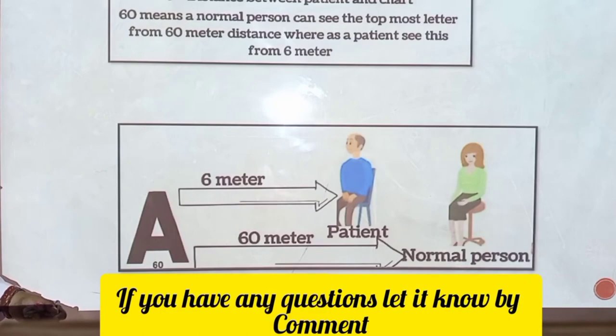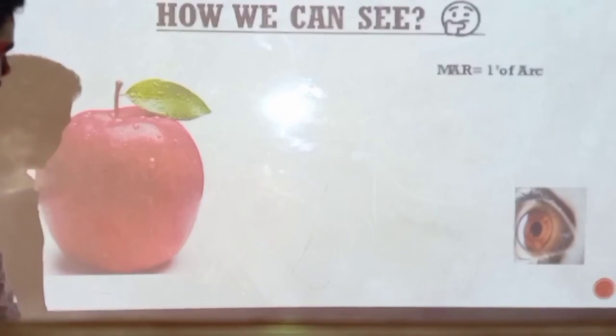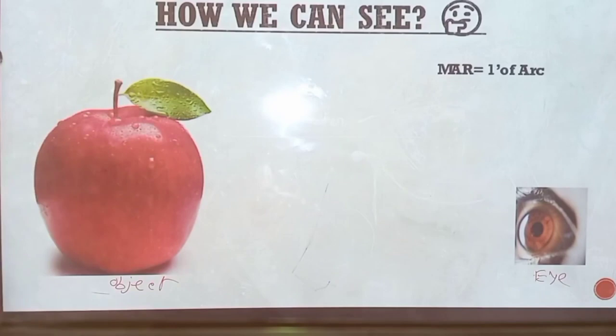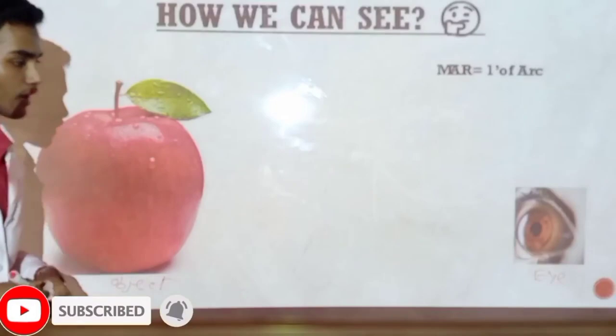And now the question has arisen in our mind: how can we see? We see an object, suppose this is the object and this is our human eye. So the question is how we can see. We can see an object if the light rays coming from that object make an angle of 1 minute of arc at the nodal point of the eye.